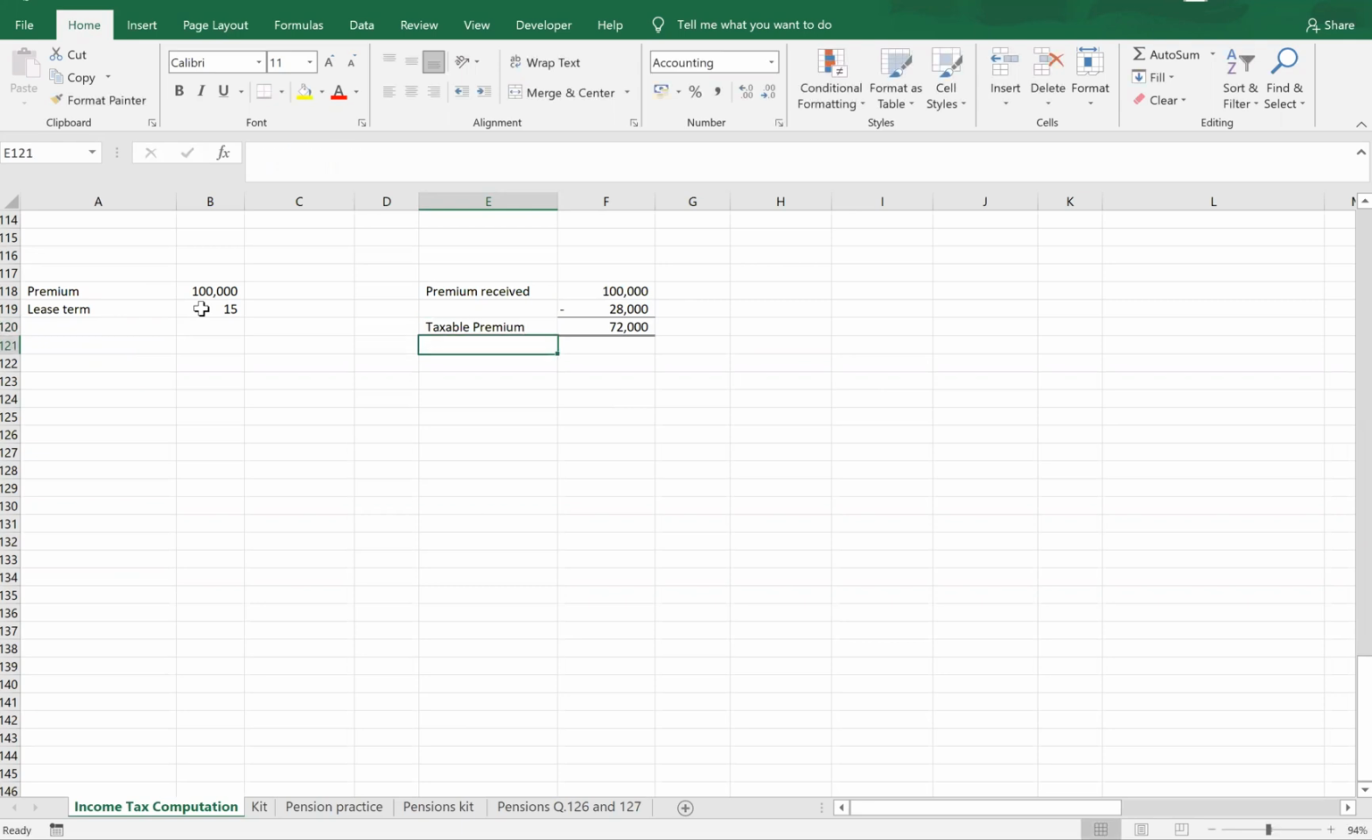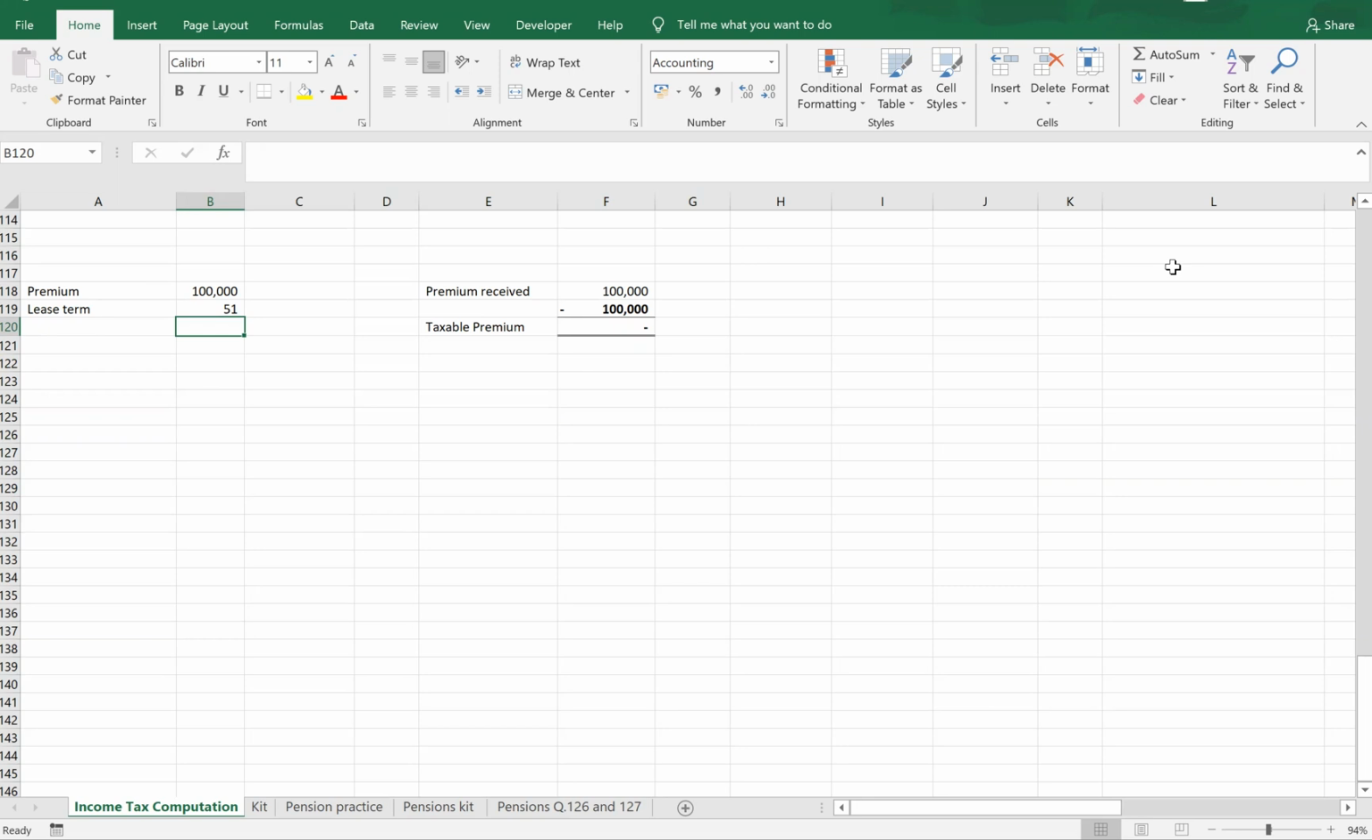Now, I just want you to focus on these two figures over here. What if the lease term increases? What if I bring it closer to 50? And what if I do this? And what if I do this? It's gone. No amount will be taxed. No amount coming from premium will be taxed under property income if the lease term is 51 or more.